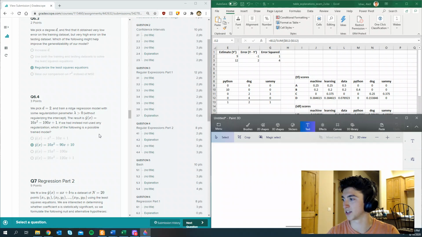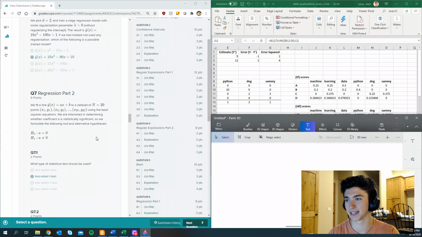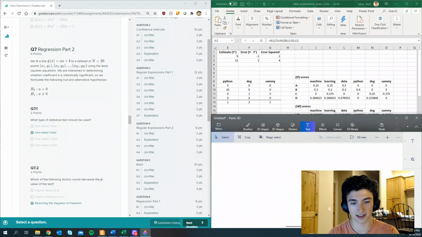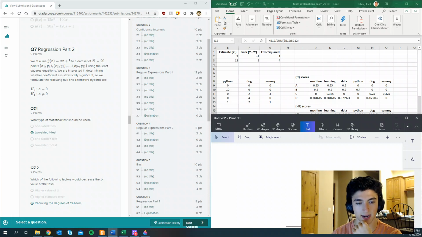So let us continue to 7, making progress here. 7: what type of statistical test should be used for this regression problem? Well, let's see here.